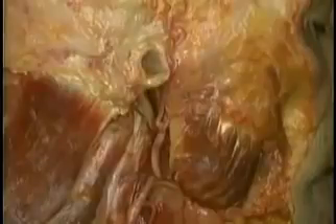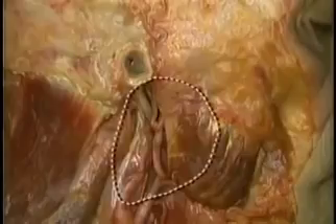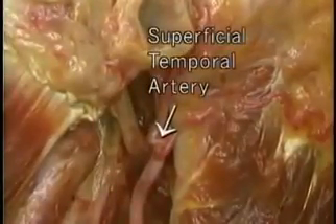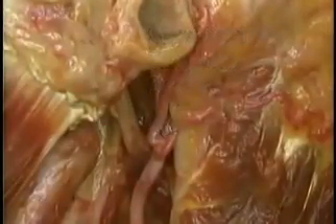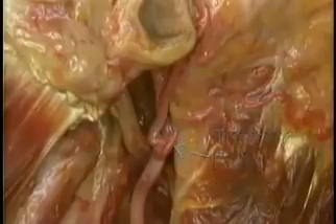The highest part of the external carotid artery lies within the deepest part of the parotid gland, which has been removed in this dissection. This branch is the superficial temporal artery. Just as it arises, it gives off this branch, the transverse facial.